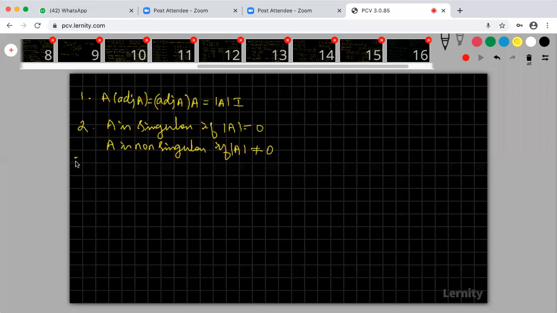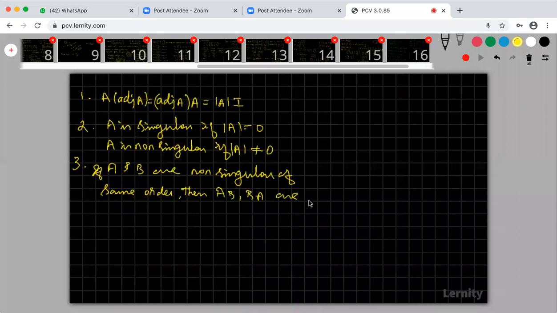And the third one: if A and B are two non-singular matrices of same order, then AB and BA both are also non-singular, of same order. This is also something we have discussed in our previous class.